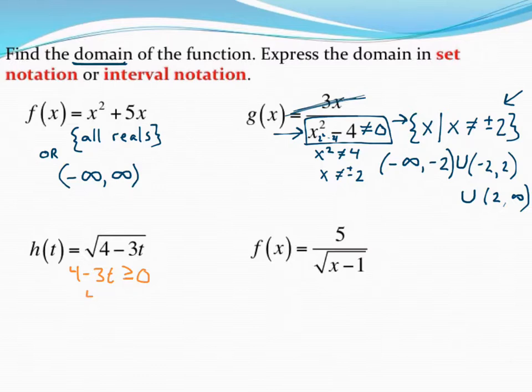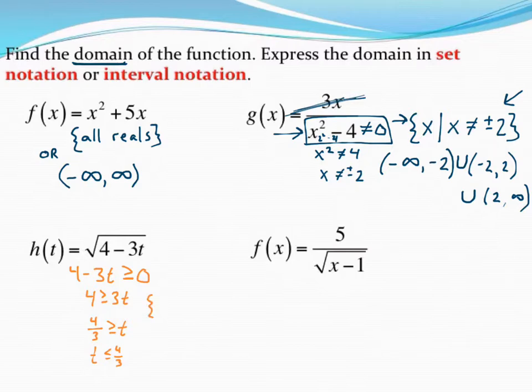Okay? And then let's solve this and see what our domain's going to be. So I'll add 3t to both sides and then divide both sides by 3. So if I switch the order of this a little bit, I end up with t has to be less than or equal to 4/3. That's my domain. So let's go ahead and write that in fancy math notation.